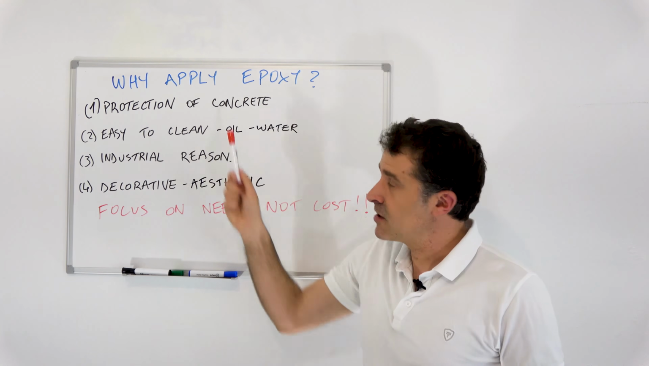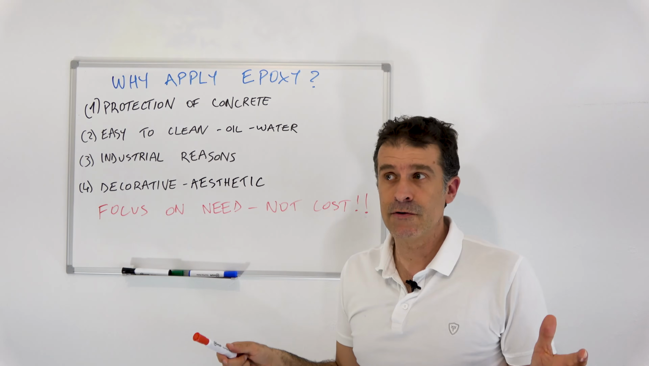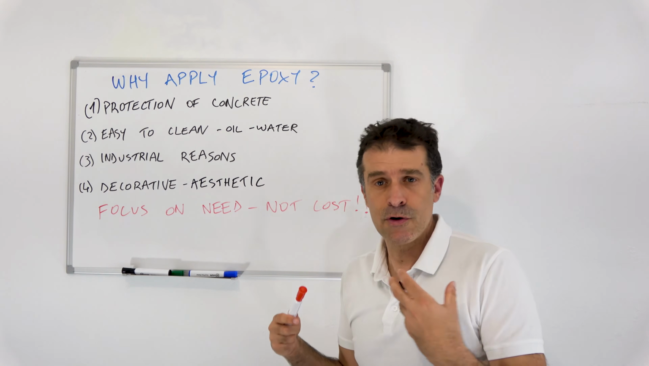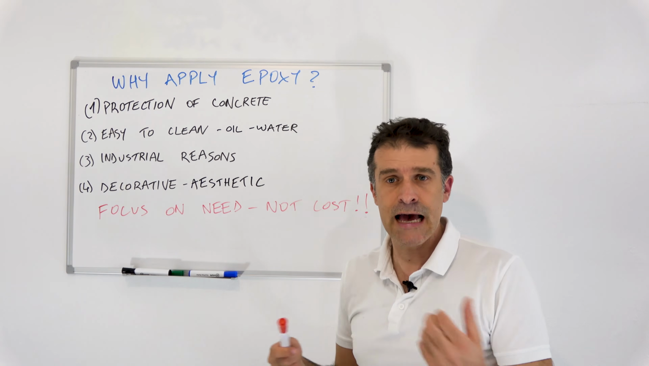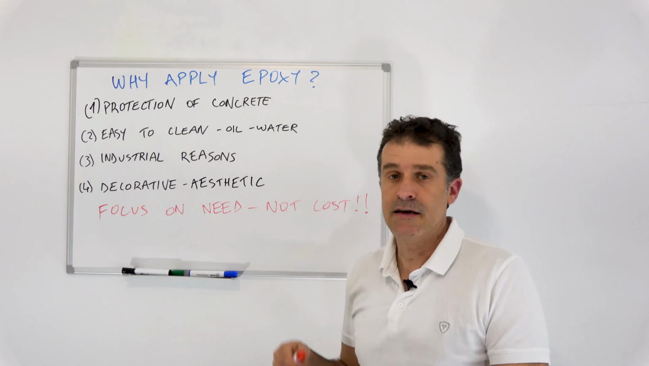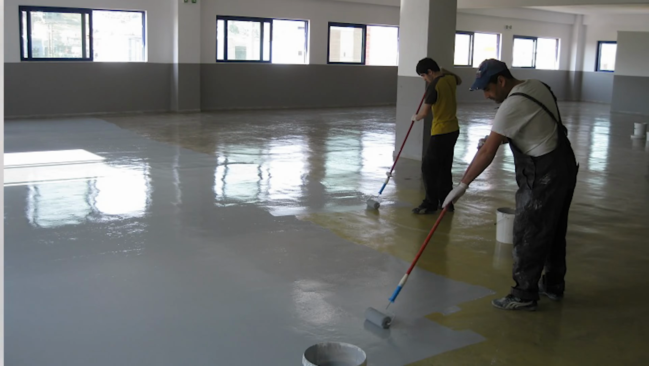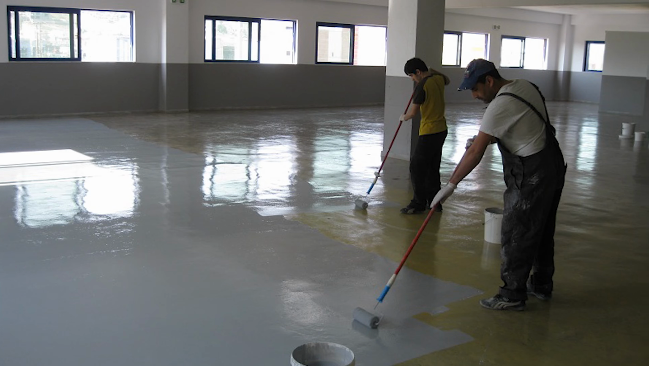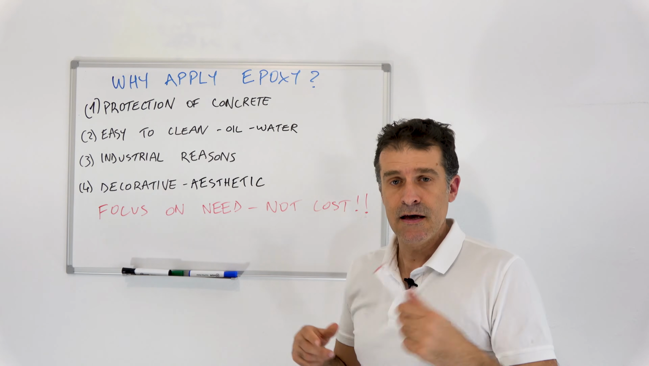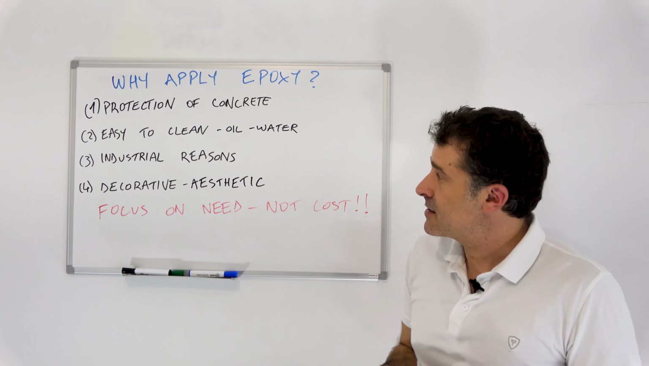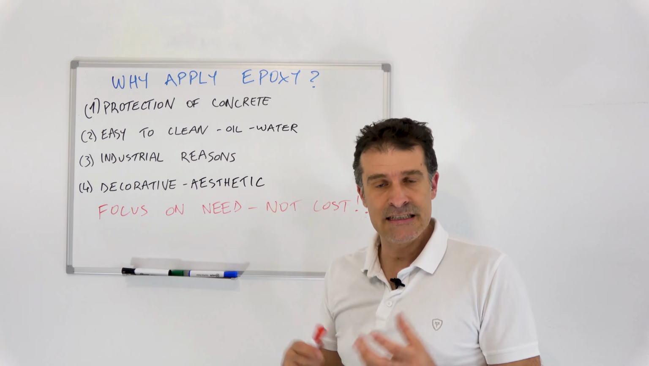Number one, protection of concrete. So you have a concrete floor. That floor may pick up dust, it may pick up something else, it may be prone to scratching and the surface being damaged. So you apply an epoxy paint and that keeps the concrete protected. Here's a few examples of what I mean by applying the paint over the concrete. It is perhaps the most basic explanation of why we should apply epoxy over concrete.